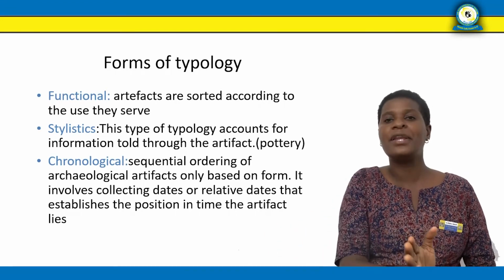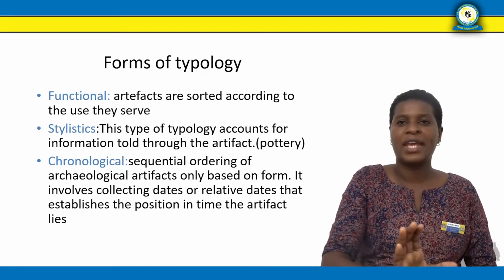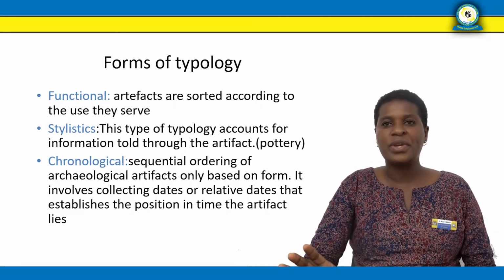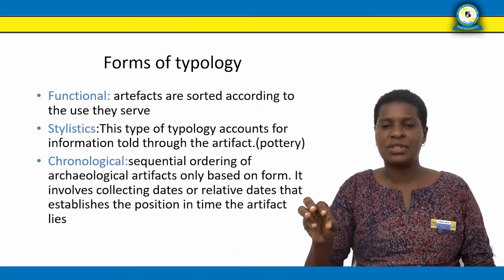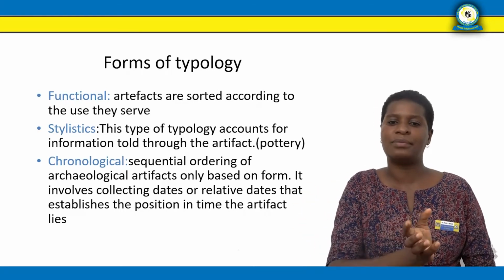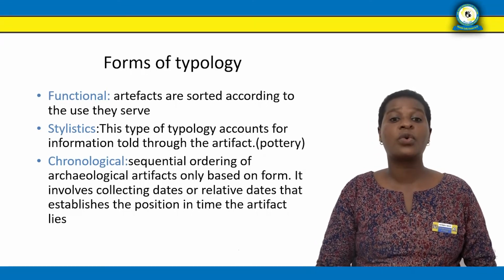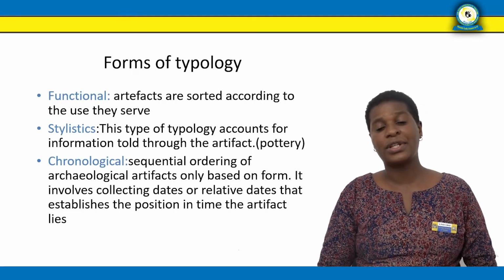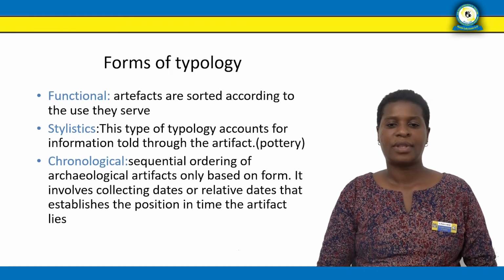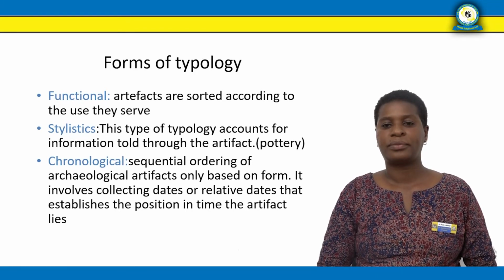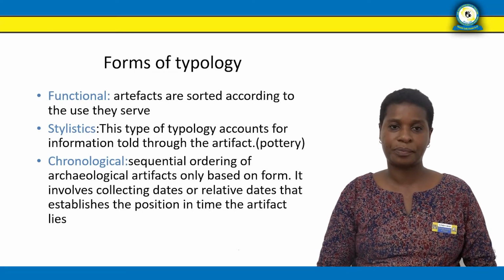That means the plain potsherds can be grouped together, and the potsherds with some impressions or decorations can be put together too. And another form of typology is chronological typology. This is a sequential ordering of archaeological artifacts based on form. It involves collecting dates or relative dates that establish the position in time of the artifact.